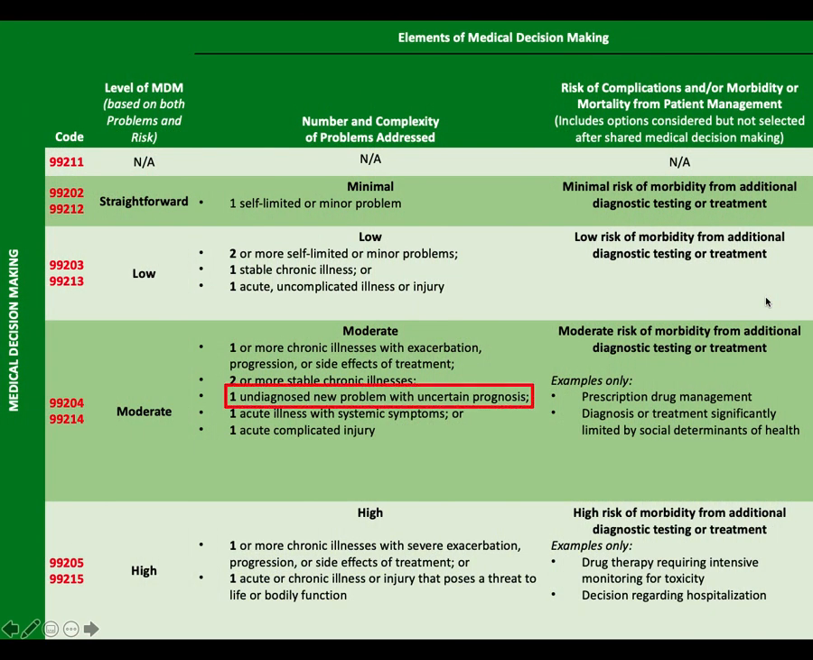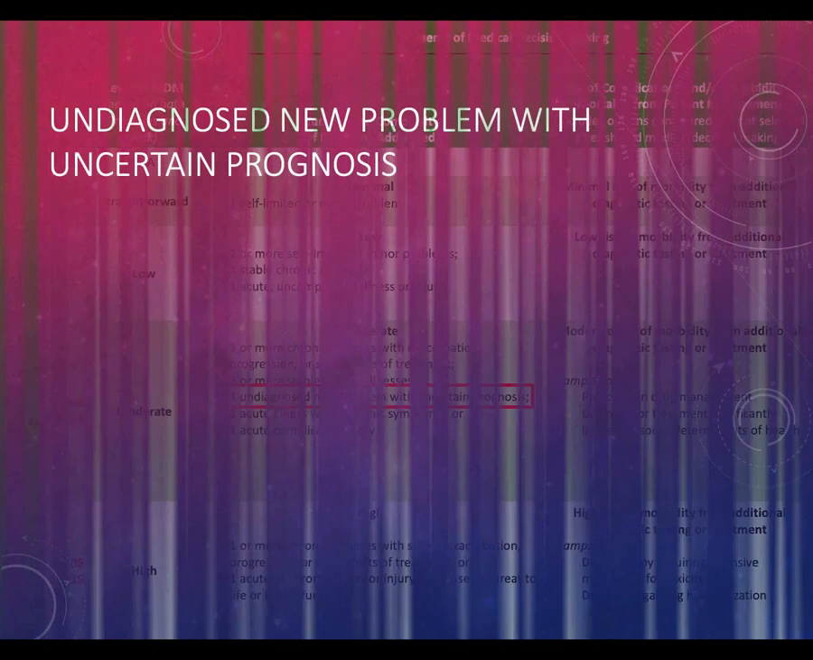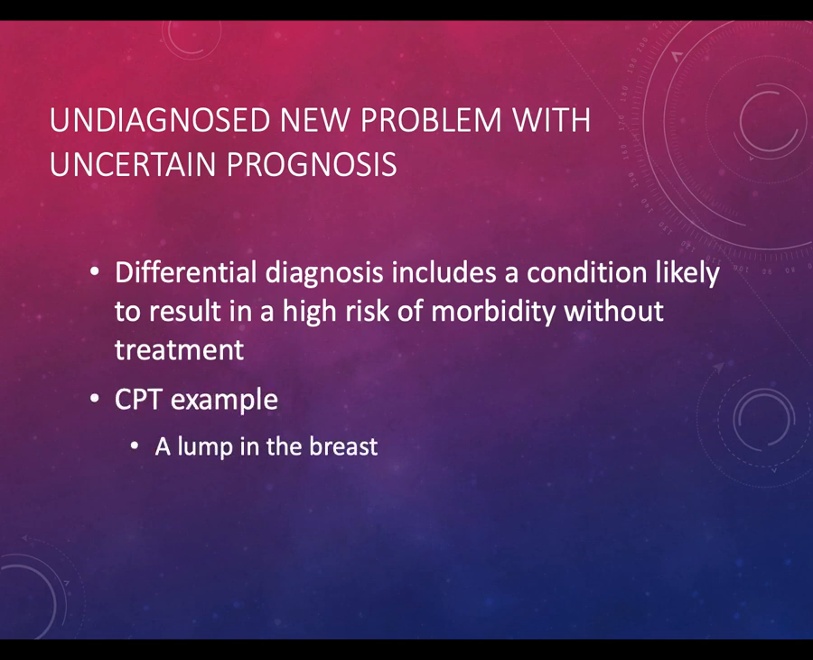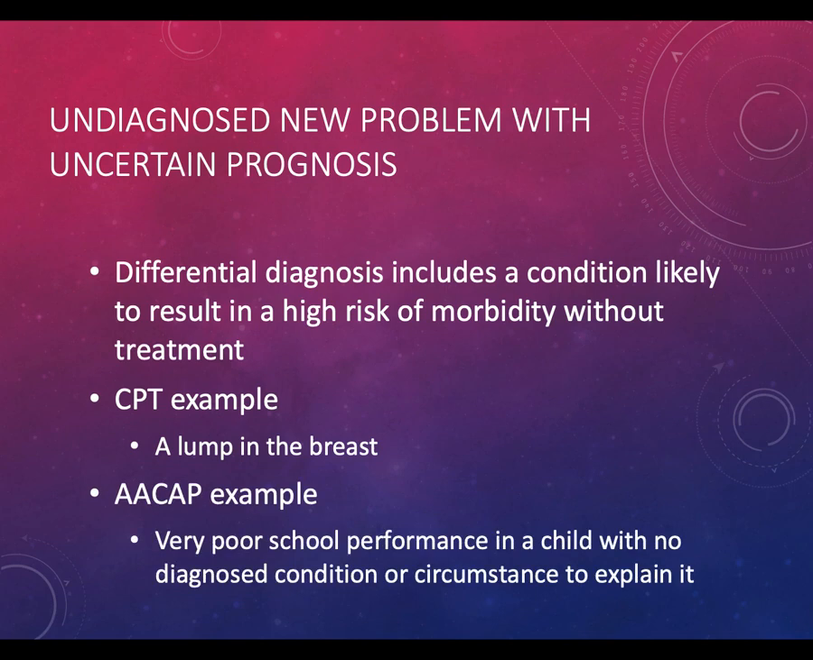Next is undiagnosed new problem with uncertain prognosis. An undiagnosed new problem with uncertain prognosis includes a problem with the differential diagnosis with a high risk of morbidity without treatment. Undiagnosed implies that further testing is indicated to make the diagnosis. A CPT example is a lump in the breast. An ACAP example is very poor school performance in a child with no diagnosed condition or circumstance to explain it.